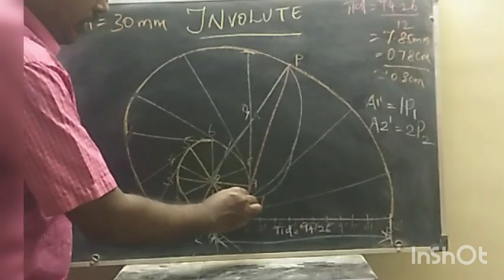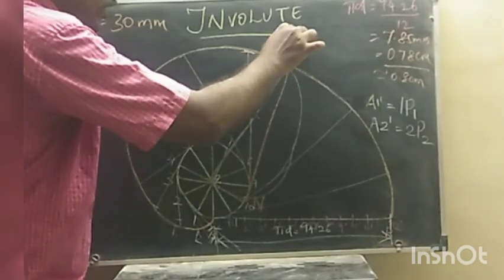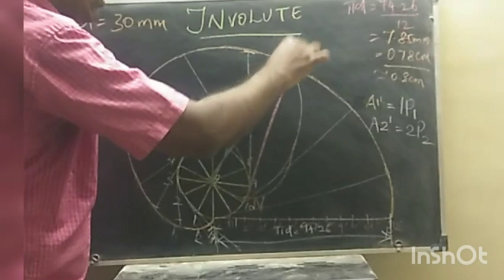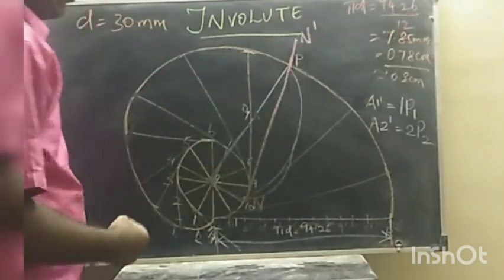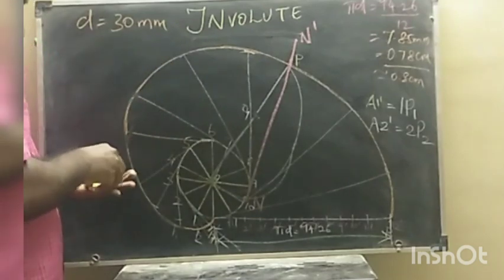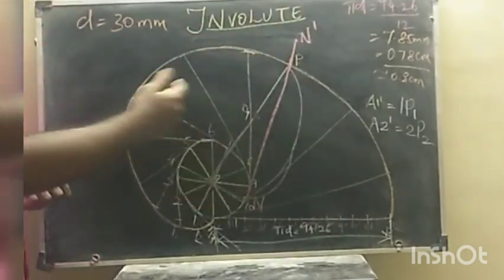So giving this point the name N, just join N towards this point P and extend this line a little bit upwards. This point is called N dash. Okay, so N dash is the particular point. N N dash is the normal line here.